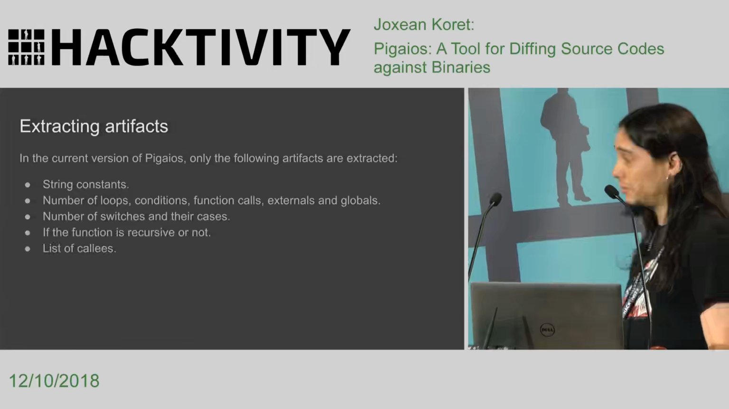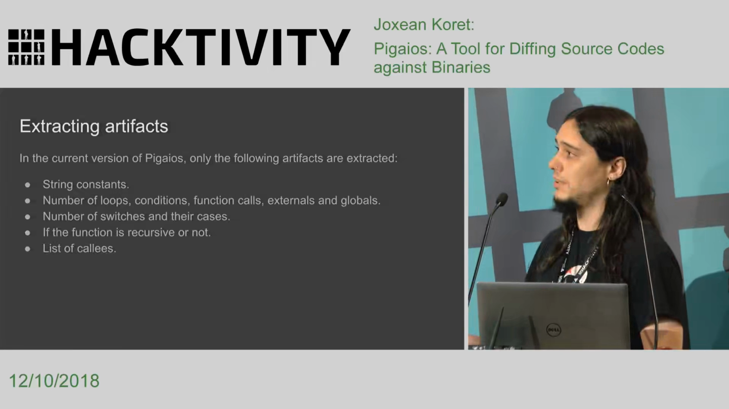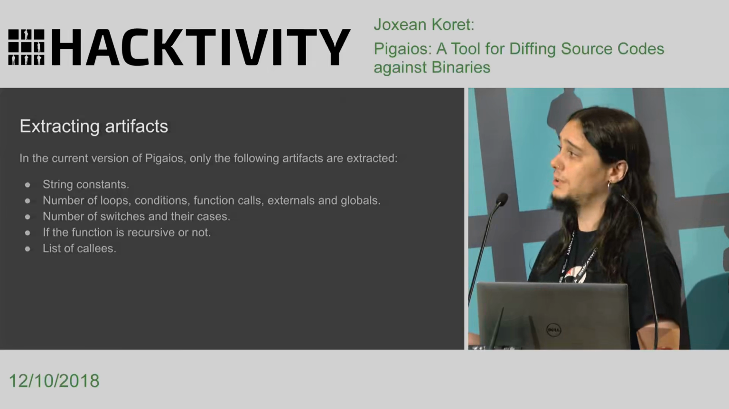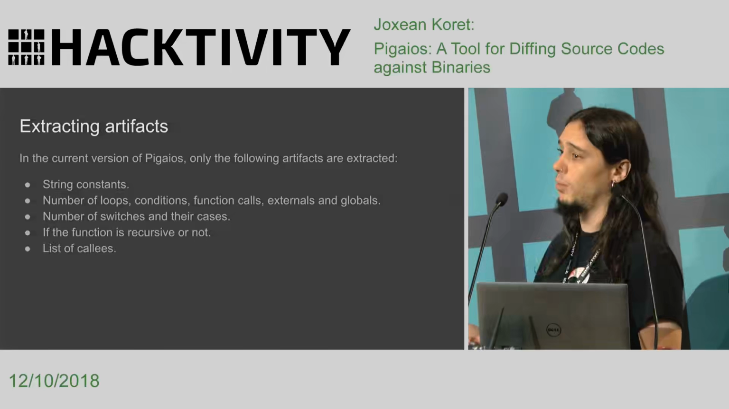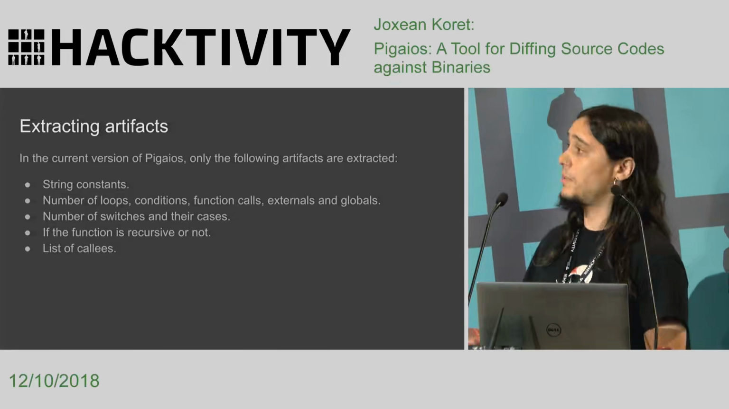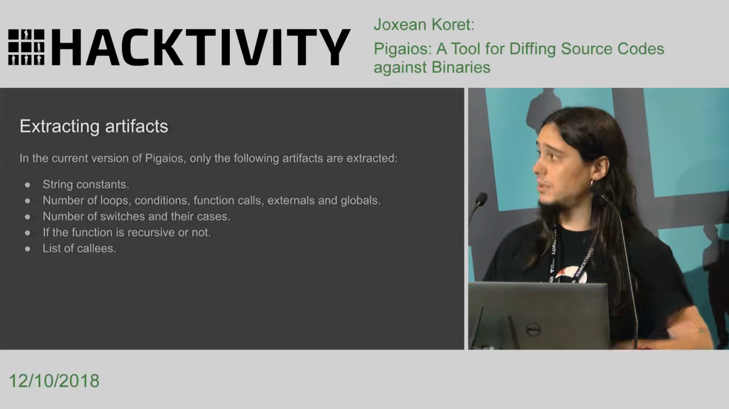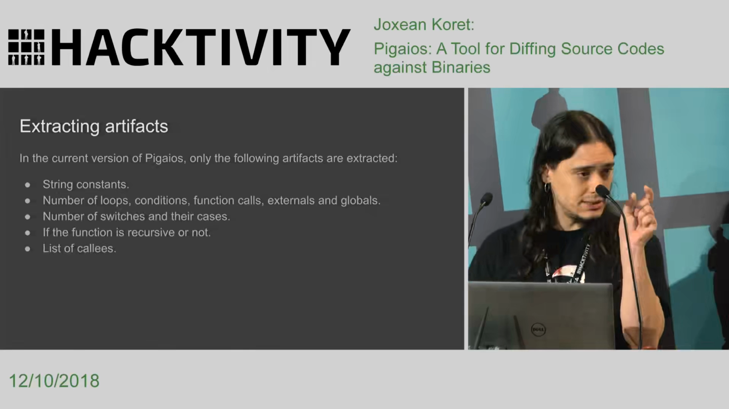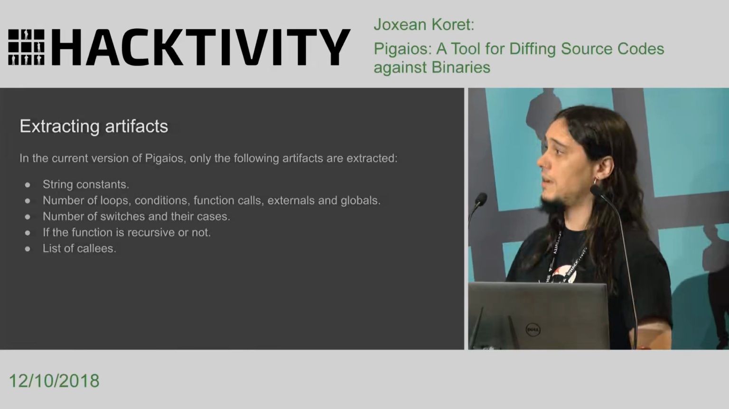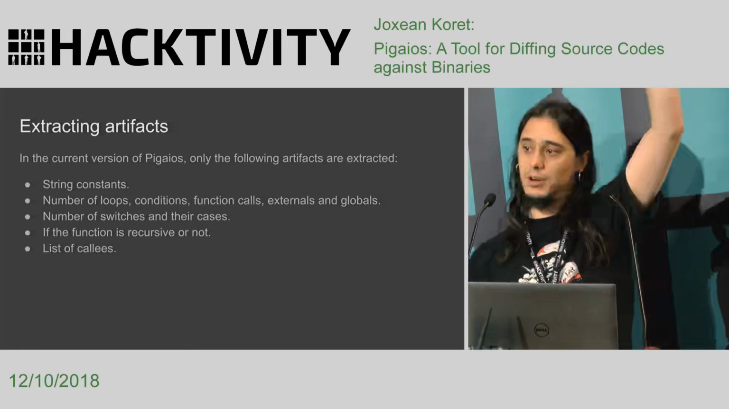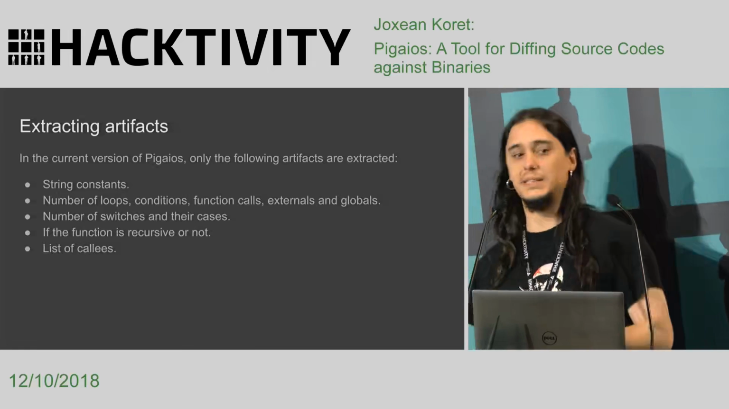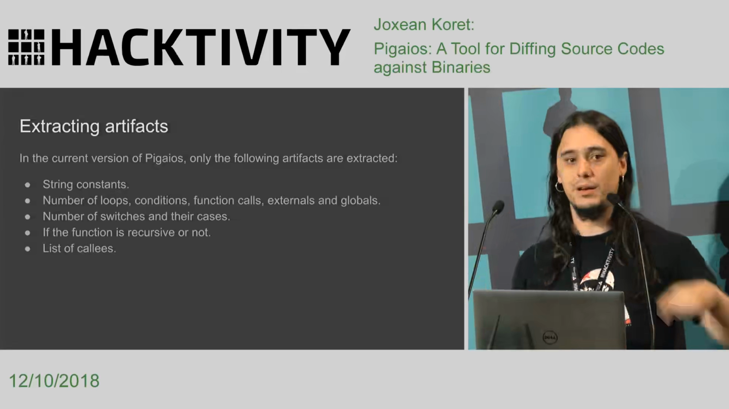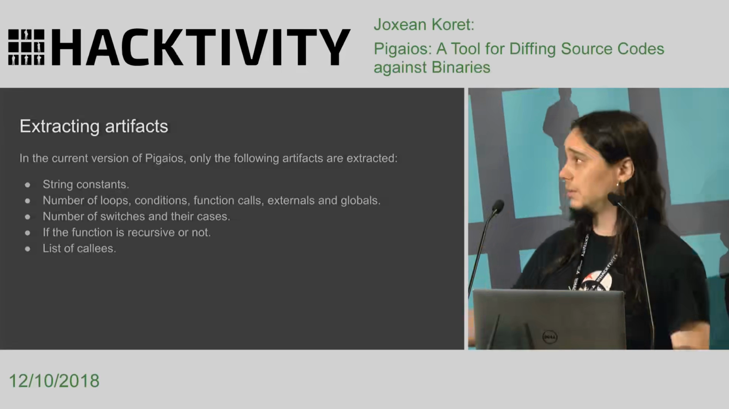So what I'm actually extracting now is pretty easy, which are string constants from the binaries and the source code. The number of loops, conditions, function calls, externals, and globals that a function has. The number of switches and their cases for each function. And if the function is recursive or not, because not all functions are recursive, so it is a good indicator for some matches. And also the list of calls. Not the list of callers, but the list of calls. That's it, the functions that are being called from the function that we are analyzing at that moment. I will later on explain why I'm not using the callers and just the calls.